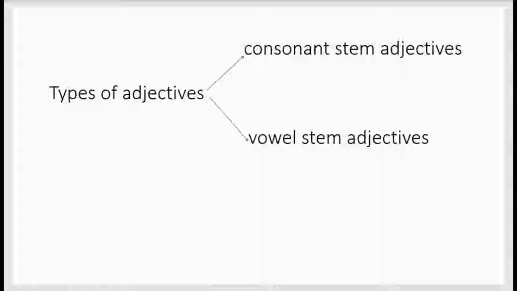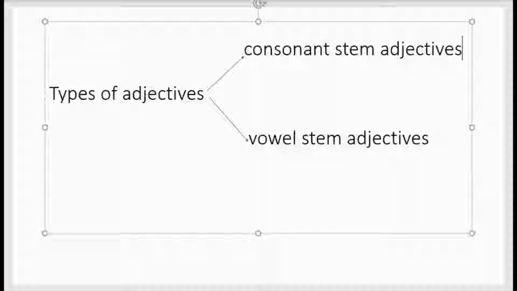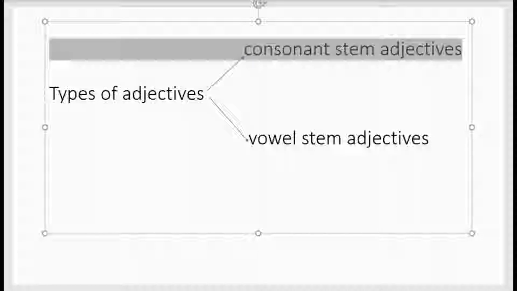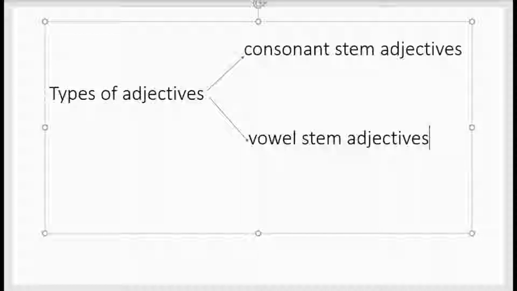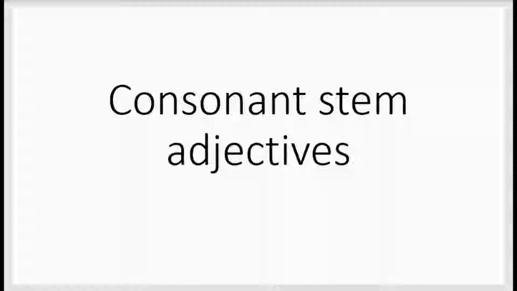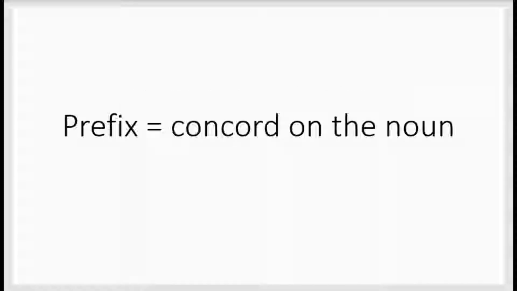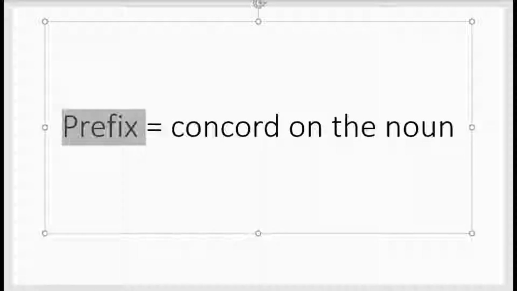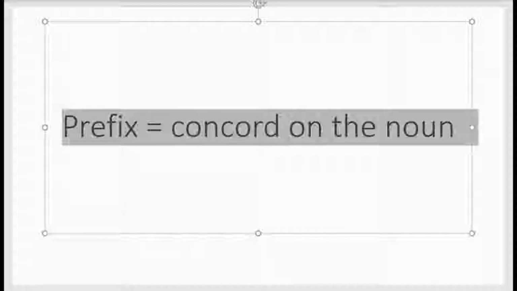Now, types of adjectives. In Swahili, we have two main types. We have consonant stem adjectives and we have vowel stem adjectives. Starting with the consonant stem adjectives, the prefix of an adjective has to agree with the noun.